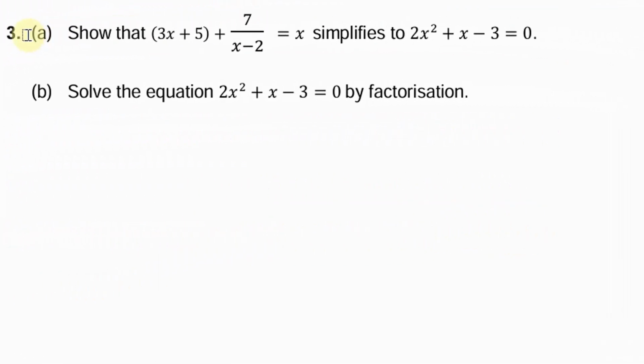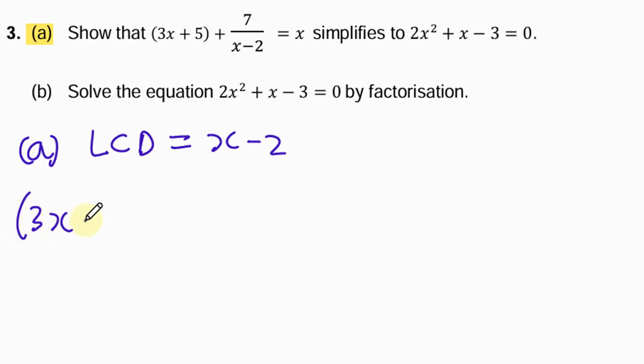Then in question 3a, we need to show that this equation that has an algebraic fraction in it simplifies to this quadratic equation. We can start by finding the LCD in this equation. And in this case, we only have one fraction, 7 over x minus 2. The denominator here is x minus 2. So the LCD will just be x minus 2.